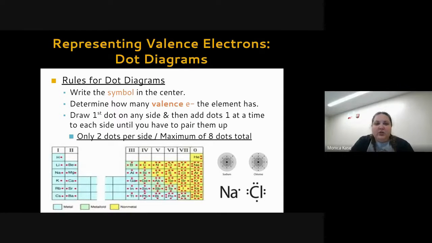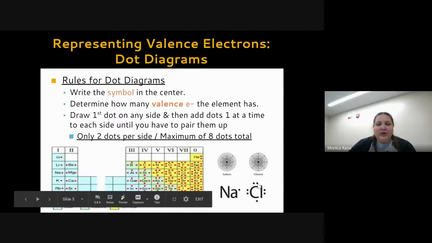If you take a look at chlorine, which is a great one too, that is in group 17 there. So again, your columns are going up and down, 17. So that means it's got 7 valence electrons. So it should have 7 dots around it for our dot diagram. When you draw that, you draw 1 dot at a time. So I always start at the top and work myself clockwise. So 1 on top, 1 on the right, 1 on the bottom, 1 on the left, and then pair them up.